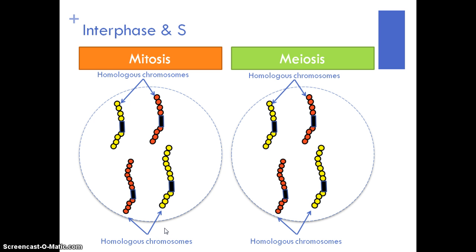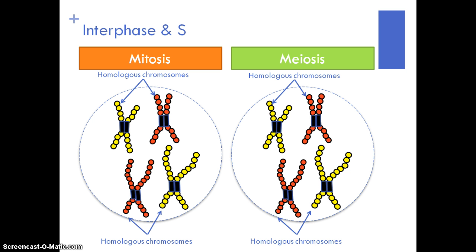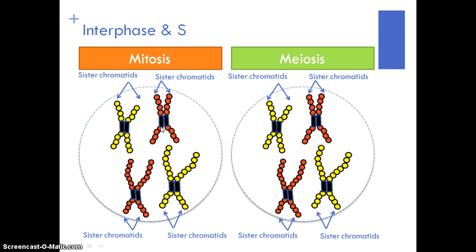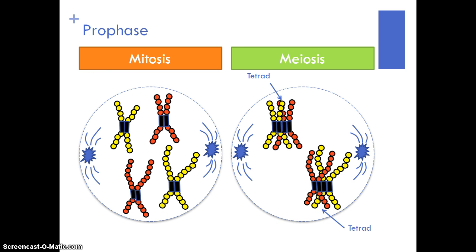Now, during the S phase, these chromosomes get duplicated, and the chromosomes are held together by the centromere. We call these sister chromatids. They're twins. They're exact copies of each other. So now, once the interphase and S phase is completed, we move on to prophase.